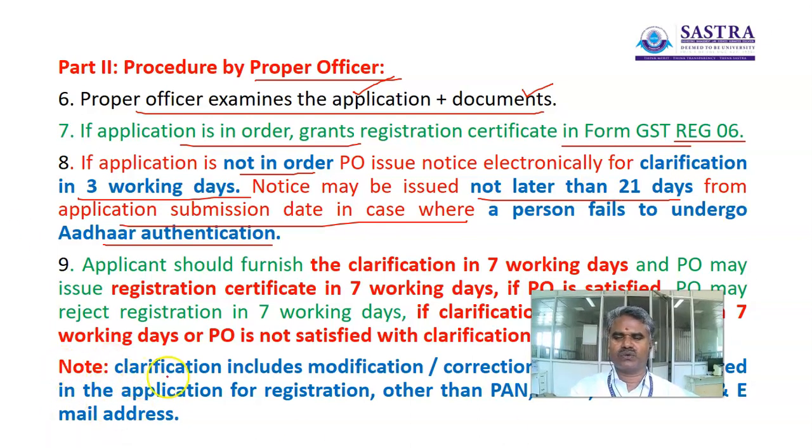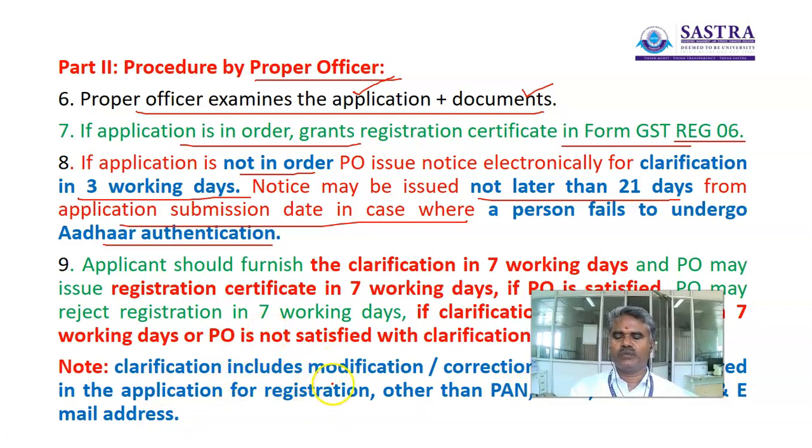Here you see one note. Clarification includes modification and corrections of particulars declared in the application for registration, other than PAN, state, mobile number and email address. So this is the clarification.